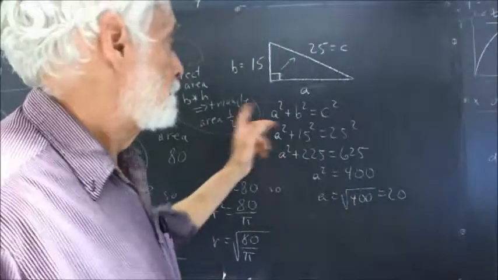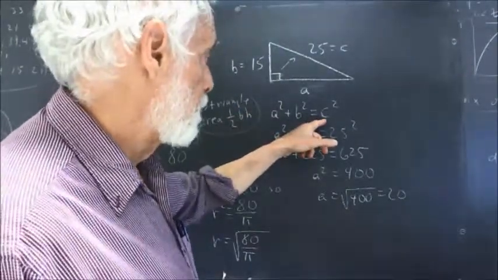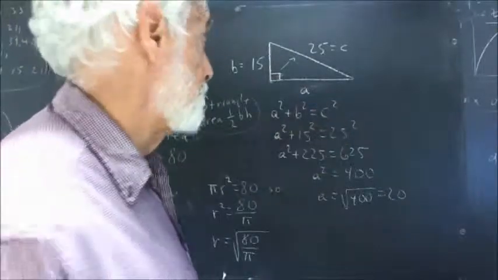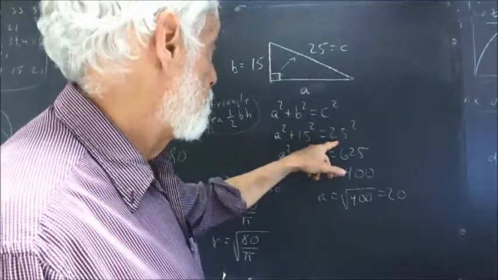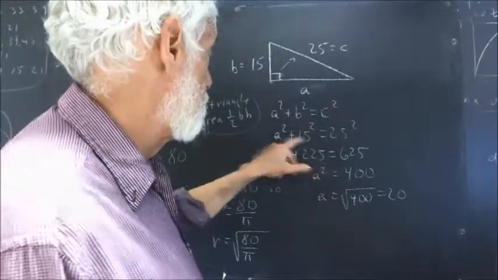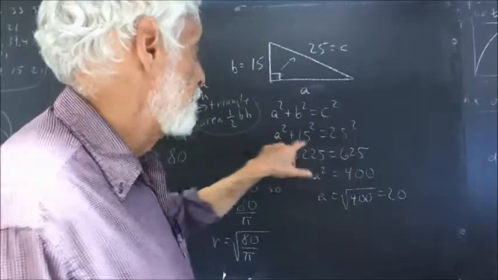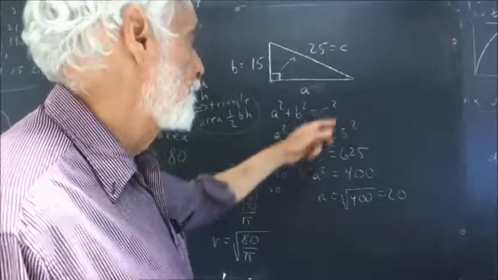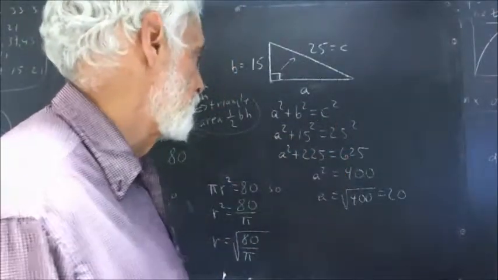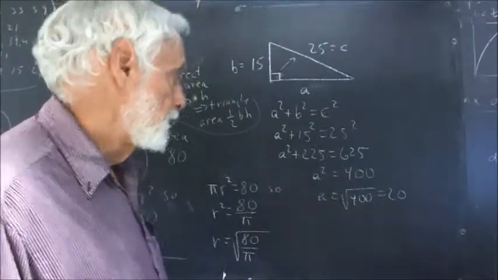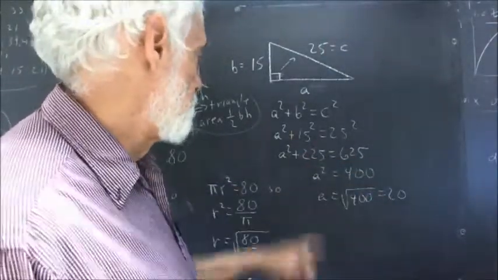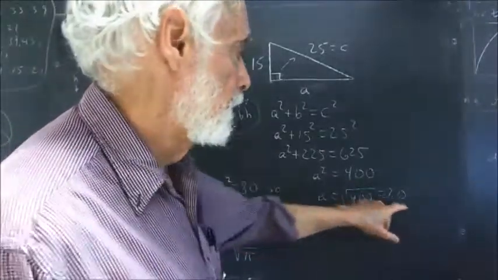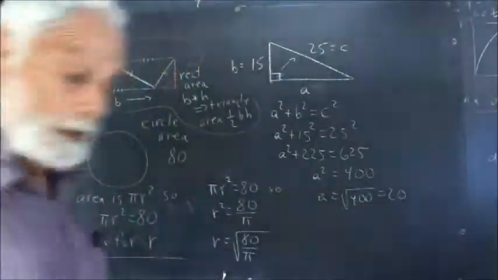Okay, so identifying C correctly, it's the one that's by itself on the right-hand side of the equal sign. We substitute 25 for C, we substitute 15 for B, we get the equation a squared plus 15 squared equals 25 squared. 15 squared is 225, 25 squared is 625. It's a straightforward step. Subtract the 225 from both sides, we get a squared equals 400, so that a is the square root of 400, which is 20.